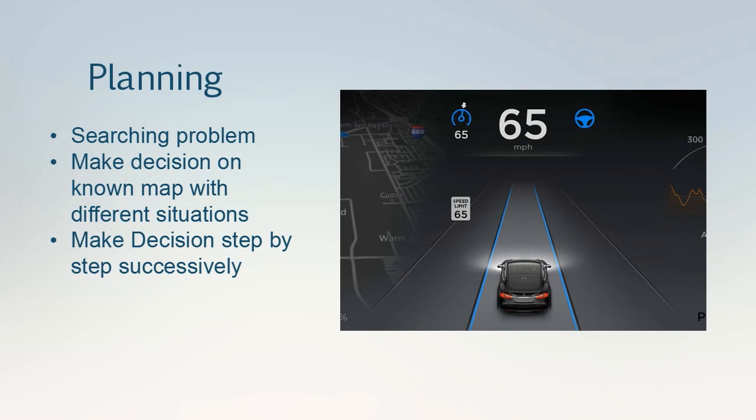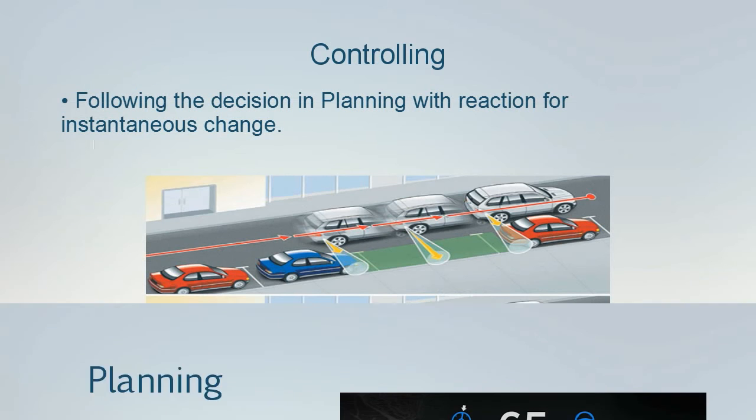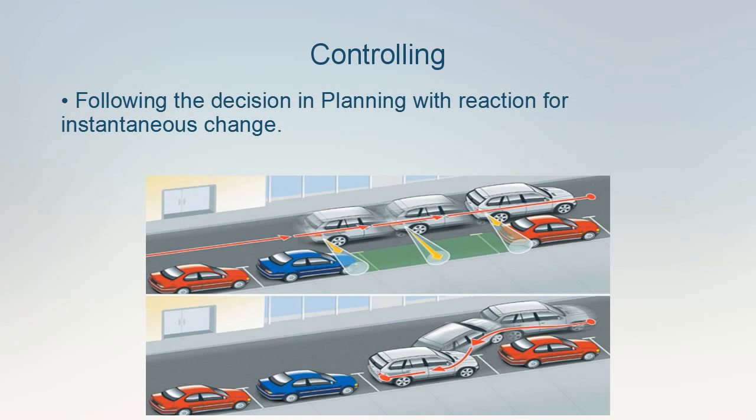After receiving the signal from the sensor, the software will be searching the problem on an online cloud. After reaching that problem, it will make a decision on the road map with different situations. It's kind of like the computer is playing a driving game, so it is making decisions step by step successively. And for controlling, the car will follow the decision in planning with reaction for instantaneous change, like the traffic light.